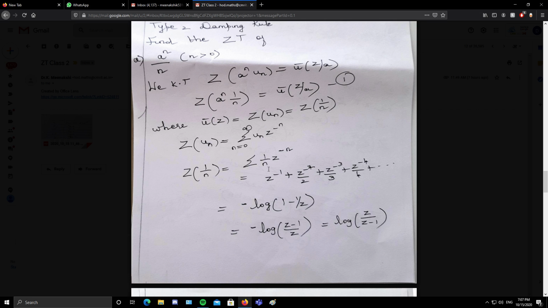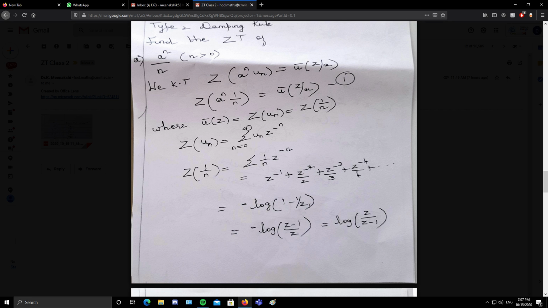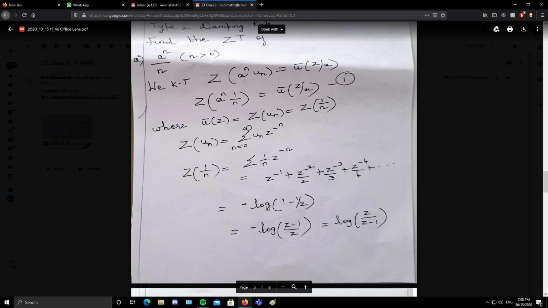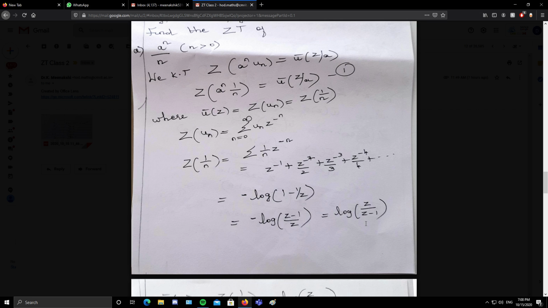I repeat, z of 1 by n: start with the definition, summation 1 by n z power minus n. You leave the first term because you are getting infinity. So when n is 1, z inverse. When n is 2, z power minus 2 by 2. When n is 3, z power minus 3 by 3 plus etc. So learn this step by heart. This series is same as minus log of 1 minus z inverse, or minus log of 1 minus 1 by z, or minus log of z minus 1 by z, or log of z by z minus 1.